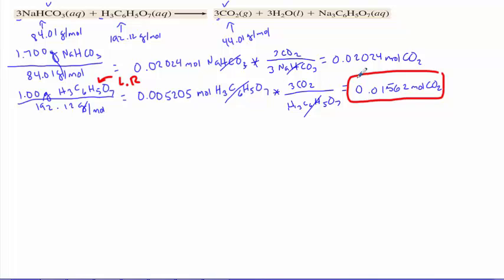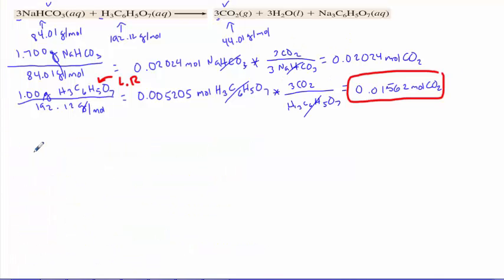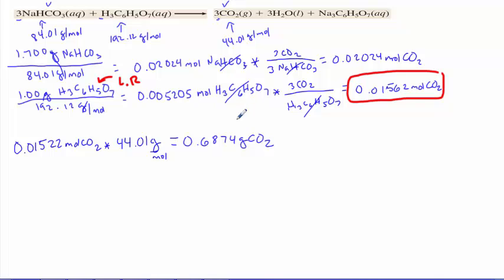So we still have one more step because we don't have mass, we have moles. So just like to go from grams to moles, divide by molar mass. To go from moles back to grams, we do the opposite, so we multiply by molar mass. And the molar mass of carbon dioxide, don't forget, is 44.01. So we're going to take those moles of carbon dioxide and convert them to grams. And now we have our final answer for part C. The mass of carbon dioxide produced.